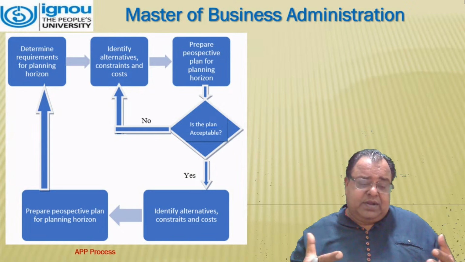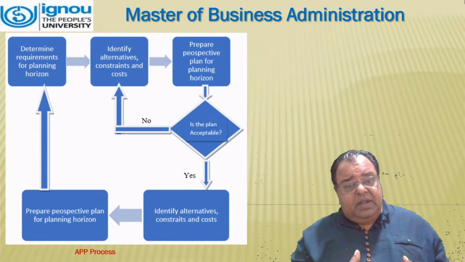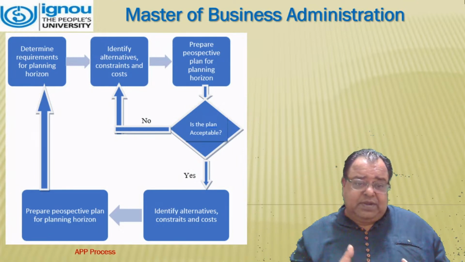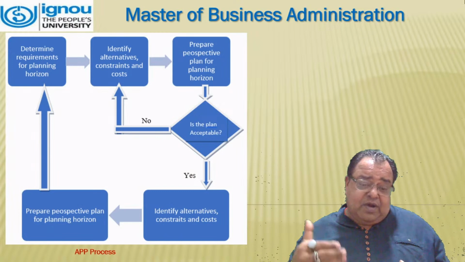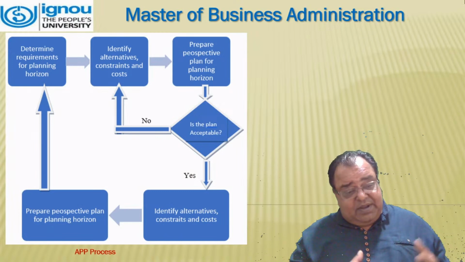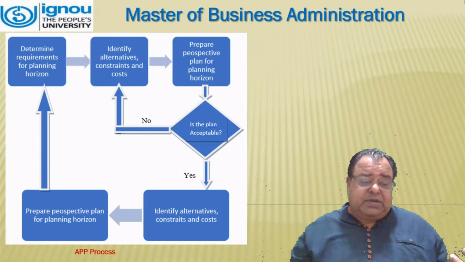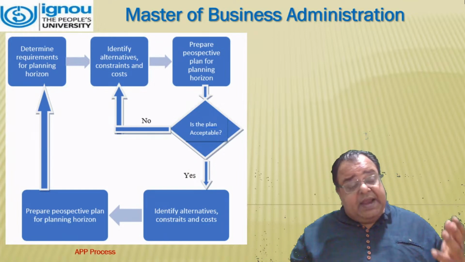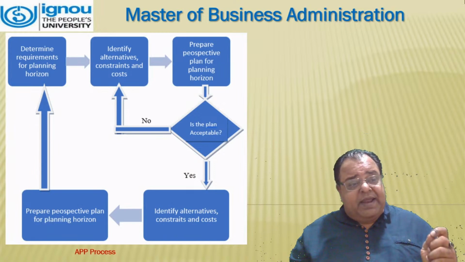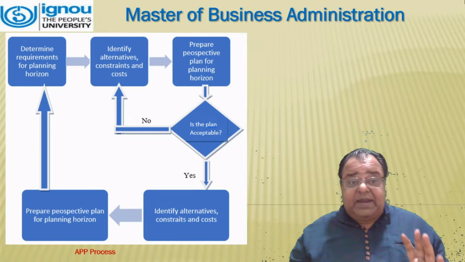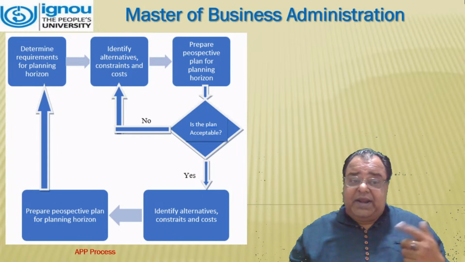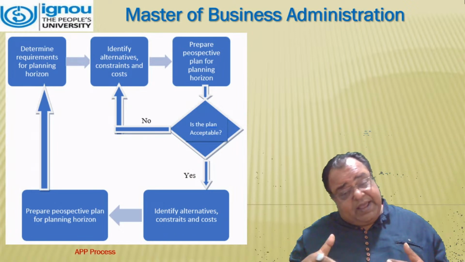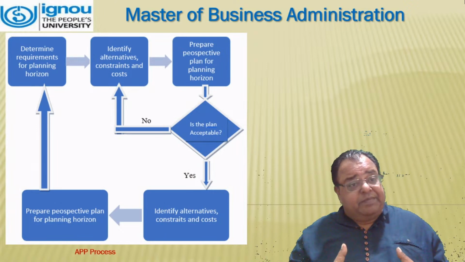Here we see what the APP process is. We prepare a prospective plan for the planning horizon. Is the plan acceptable? If yes, then move further. Identify alternatives, constraints, and cost, prepare the plan for the planning horizon, and determine the requirements for the planning horizon. If the plan is not acceptable, then we have to go back, identify alternatives, constraints, and cost. Again, this process needs to be applied.